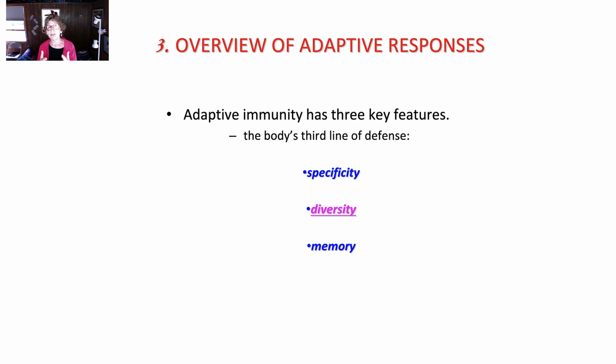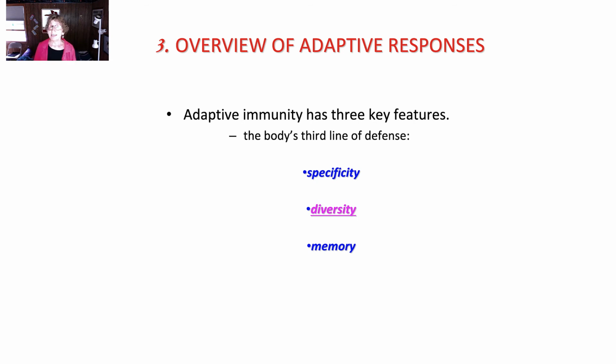We have the ability to destroy billions of pathogens. And I'll show you a short video in a second to kind of give you an idea what I mean by specificity. But also what makes the adaptive immune response remarkable is its ability to remember the pathogen that it destroyed, so that the next time you're exposed to that pathogen, you won't get sick.